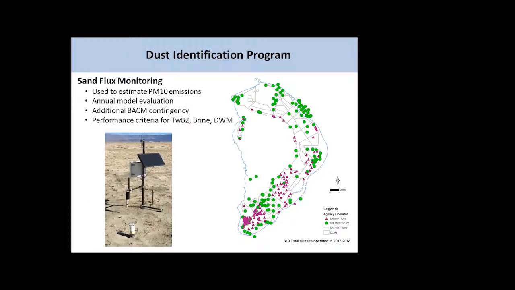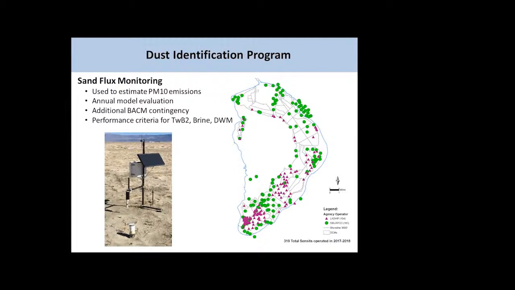Another part of the district's monitoring program is the dust identification program. This is a method that was determined to monitor sand flux. It involves both the collection of sand mass as well as a time resolution of that mass. And it was originally developed to estimate PM10 emissions and correspond those to source areas that needed control.